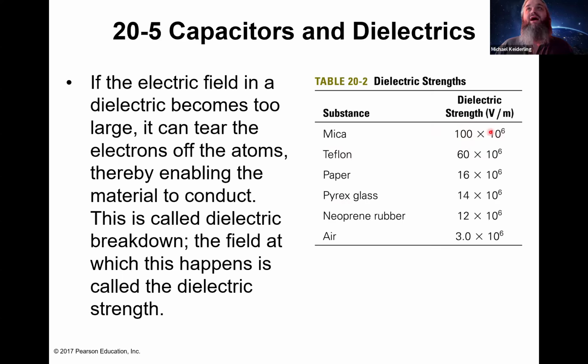It's 100 times 10 to the 6 volts per meter. And the other reason is that mica nicely turns into nice thin flat sheets that you can use. Teflon is about 60 times 10 to the 6 volts per meter. Paper is about 16 times 10 to the 6. Pyrex glass is 14 times 10 to the 6. Neoprene rubber is 12 times 10 to the 6. Air is 3 times 10 to the 6. But water is much lower, for example.